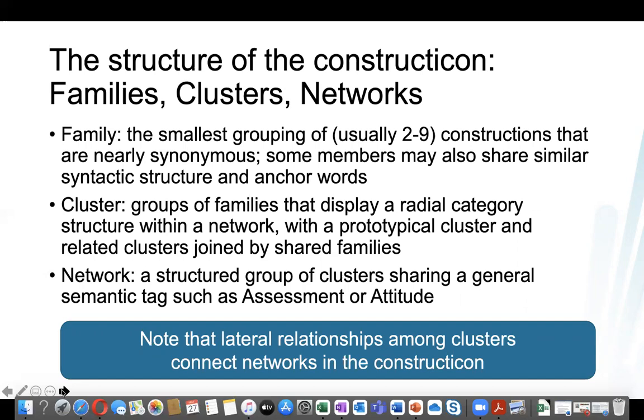And a network is defined by the fact that all of the constructions in that network share a single general semantic tag, such as assessment or attitude. Those are examples of general tags. And notice that there are also these lateral relationships, which we're going to look at a little bit afterwards. So it's both hierarchical and also sort of horizontal, so both vertical and horizontal.